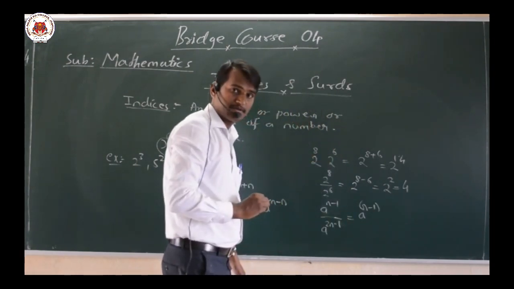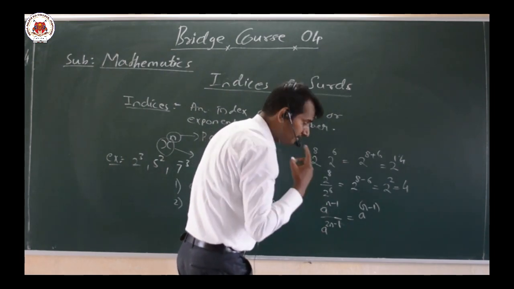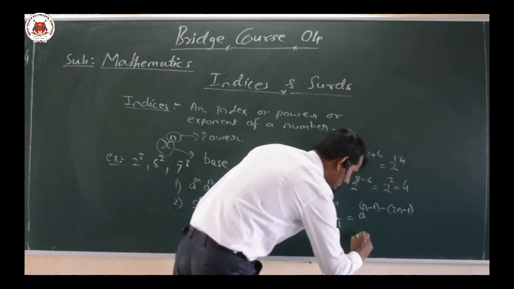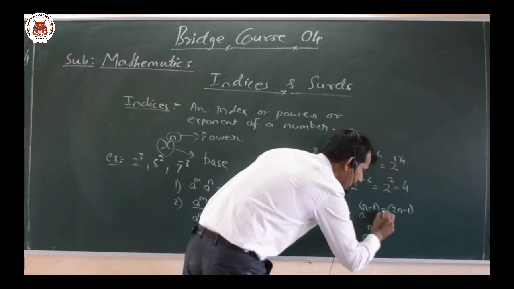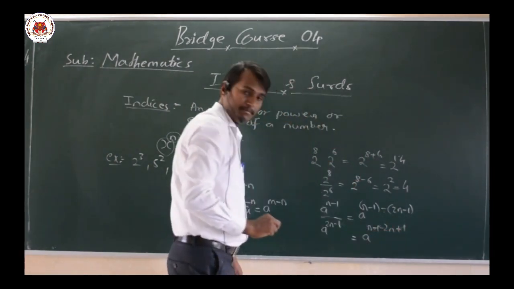I will write the power in brackets here. Then the bases are the same, both the bases are the same here. Then minus of 2n minus 1 again. So what values do we get? a raised to n minus 1 minus 2n, minus into minus, the value will be plus 1. We can observe here minus 1 plus 1 get eliminated.